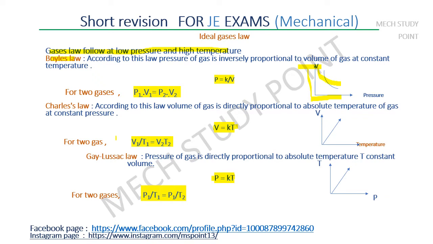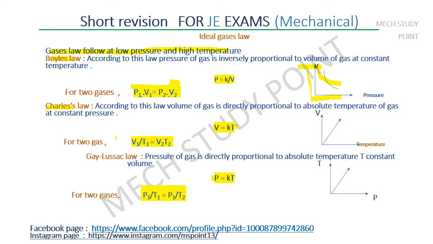So for two gas conditions, P1 V1 is equal to P2 V2, where P1 is the pressure of the first gas, V1 is the volume of the first gas, P2 is the pressure of the second gas, and V2 is the volume of the second gas. Many numericals are asked in competitive exams on the basis of this formula.